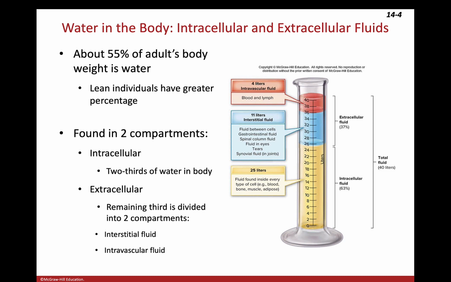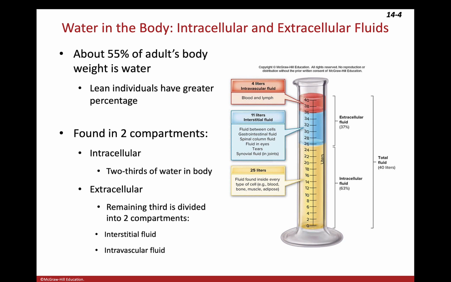Now, water is found in two separate compartments. Intracellular, and that accounts for 2/3 of total water within the body. So that is the largest of the two compartments. Extracellular is going to be subdivided into two other compartments, and if we look at the language, extracellular, outside of the cells. This is interstitial fluid and intravascular fluid, such as plasma. If we think about interstitial fluid, sometimes you may see that referred to as the internal environment.